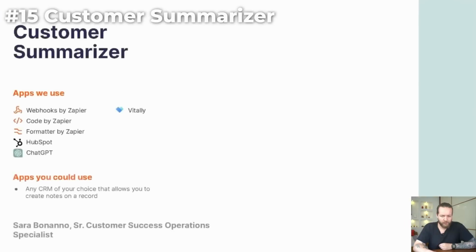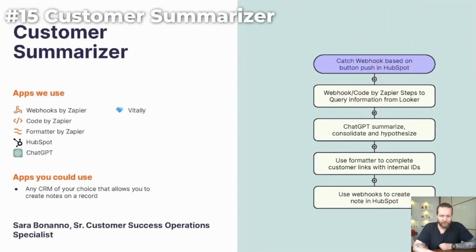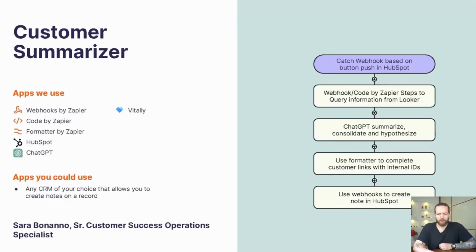I built a custom button on the customer record in HubSpot. The sales and success teams can click that button to look up information from Looker, such as recent support tickets and titles of live Zaps of the customer. We then use ChatGPT to summarize the support tickets and guess at the customer's main use case based on their Zap titles. We take all of that information and create a note in HubSpot on that same record that the sales and success team clicked the button on. So they have all that information in one place without even leaving HubSpot.